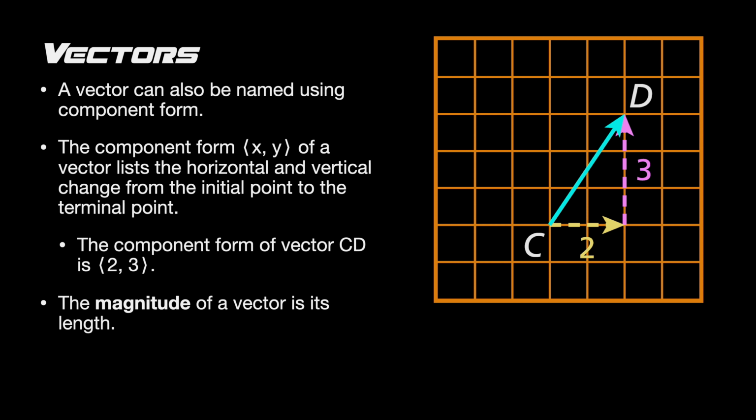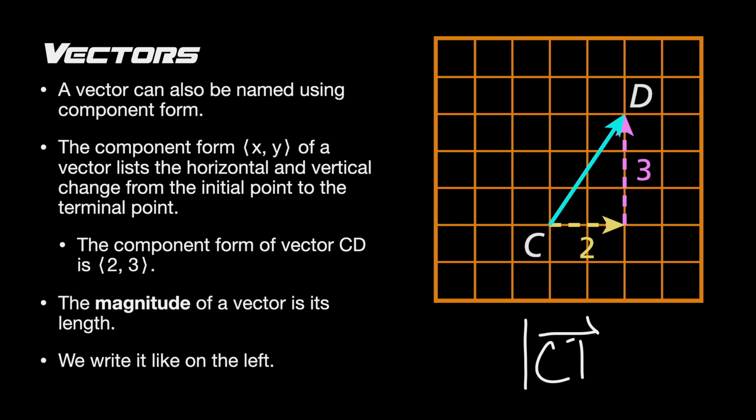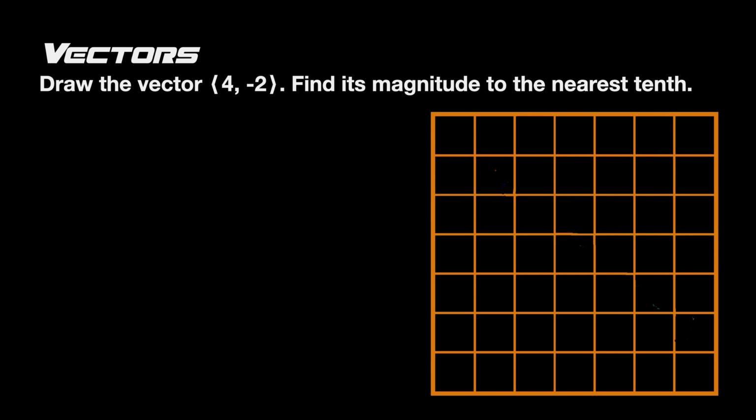The magnitude of a vector is its length. And we write it like this. You might notice that it looks kind of like the absolute value symbol, but that's how we write magnitude. Now, let's try this out. We are going to draw the vector (4, -2) and then find its magnitude to the nearest tenth.